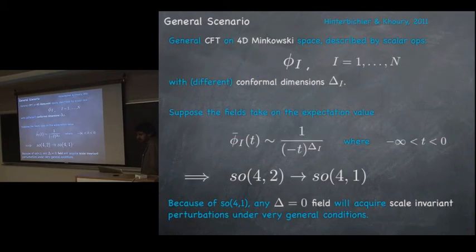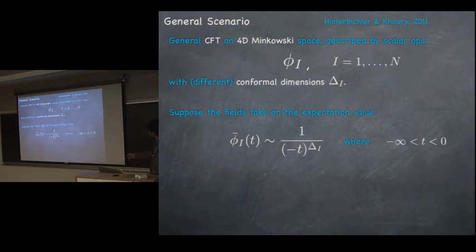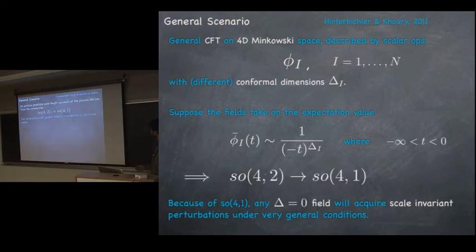Okay, I'm going to skip that. You can make the scenario more general by having many fields. The main thing I want to emphasize is that although I gave you a specific scenario, the scenario is very general, in the sense that, as usual, much of the physics is captured just by the symmetries involved, just by the symmetry breaking pattern of SO(4,2) going to SO(4,1), without having to make any statement about the detailed microphysics, whether it's this potential or that potential, as long as you have fields in the theory that acquire profiles of this type, 1/t to their conformal weight, you will achieve this symmetry breaking pattern.